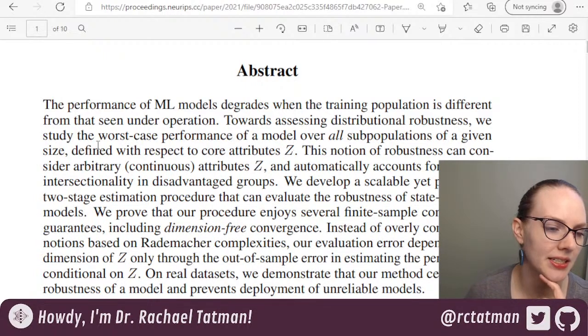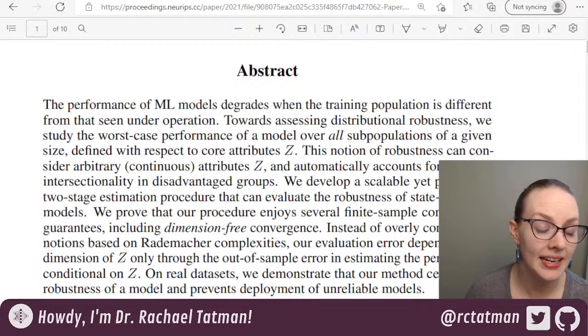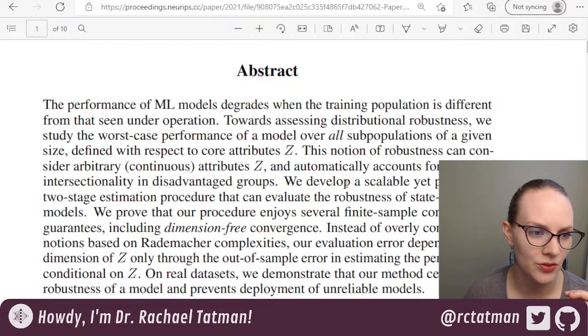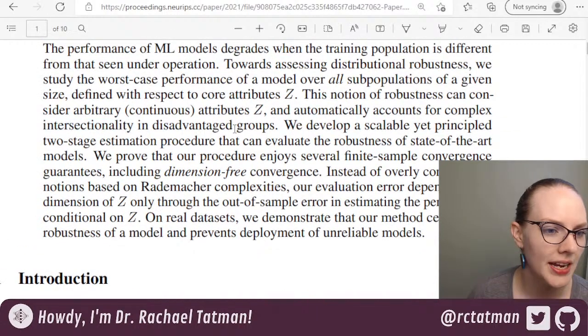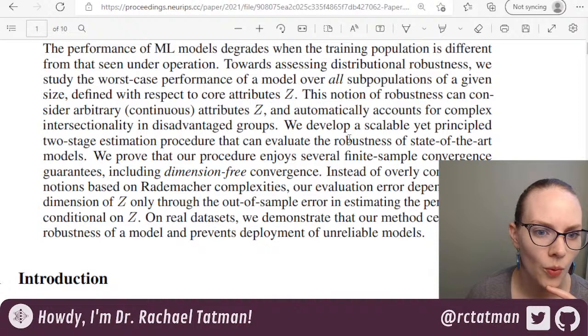This notion of robustness can consider arbitrary continuous attribute Z, and automatically accounts for complex intersectionality in disadvantaged groups, so the margins, in a stats framework. We develop a scalable yet principled two-stage estimation procedure that can evaluate the robustness of state-of-the-art models.